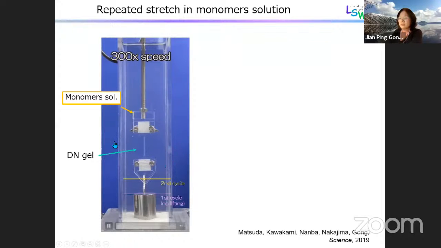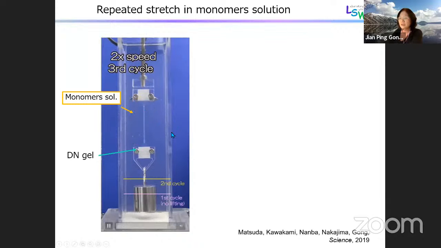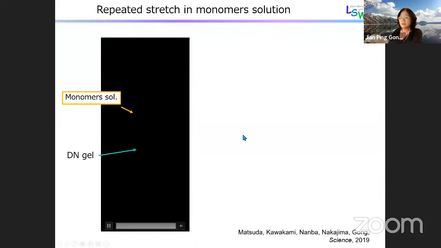And we also can do the third cycle, as you can see. Because the monomer is continuously supplied into the gel, for the third cycle the load can be lifted to even higher levels. So this is because the strength of the gel increases.